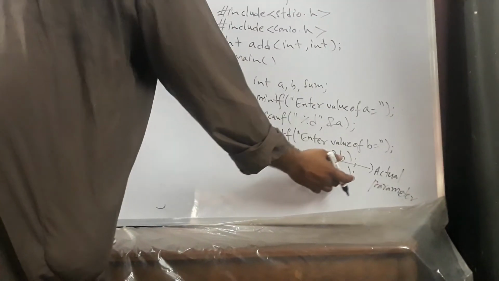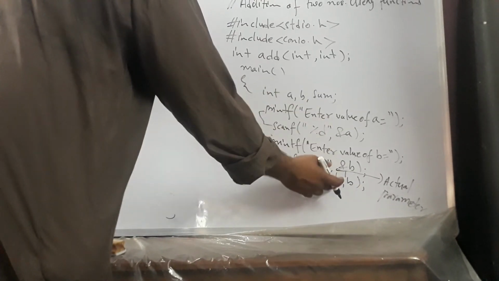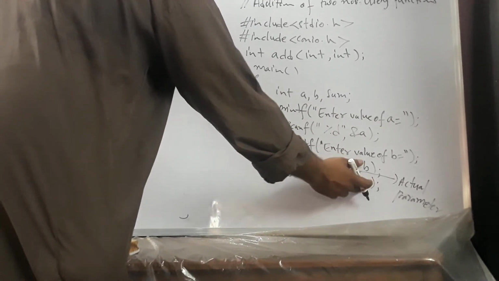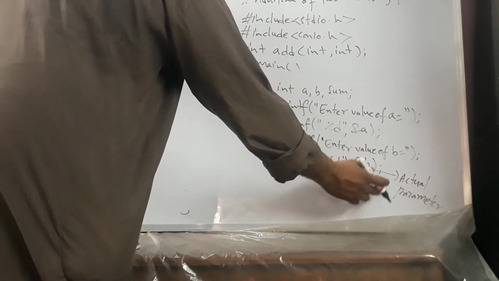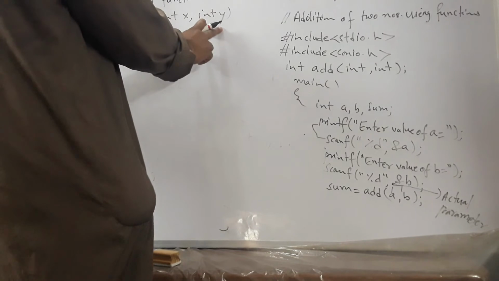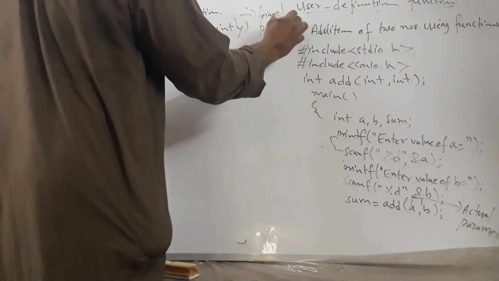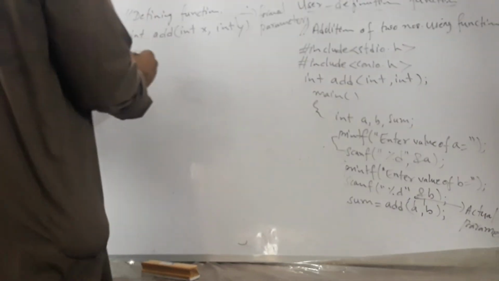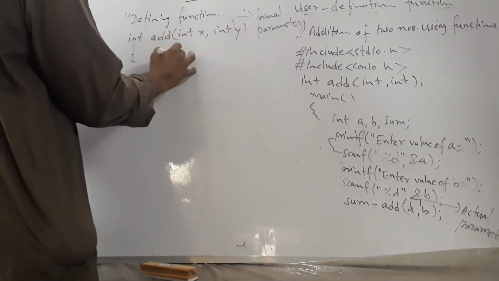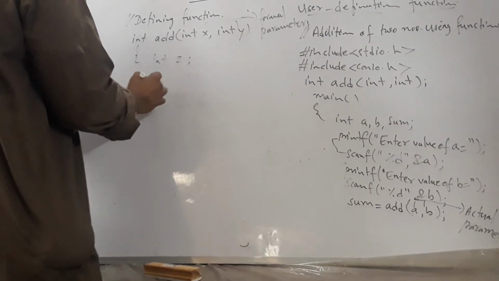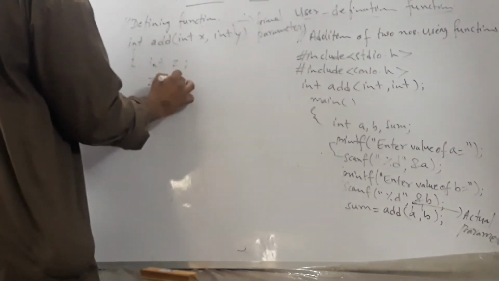Whenever the control comes here, the values of a and b are substituted and transferred to x and y. x will act as a, y will act as b now. That's why we call them formal parameters. Now again we'll start up the braces. In this we'll take a storing variable z, and write z equal to x plus y.